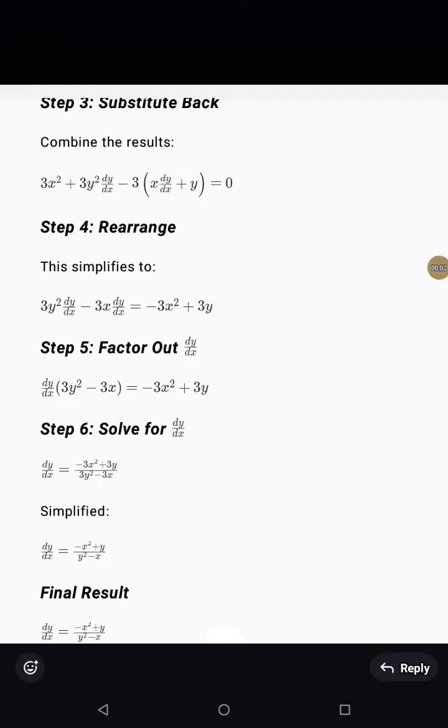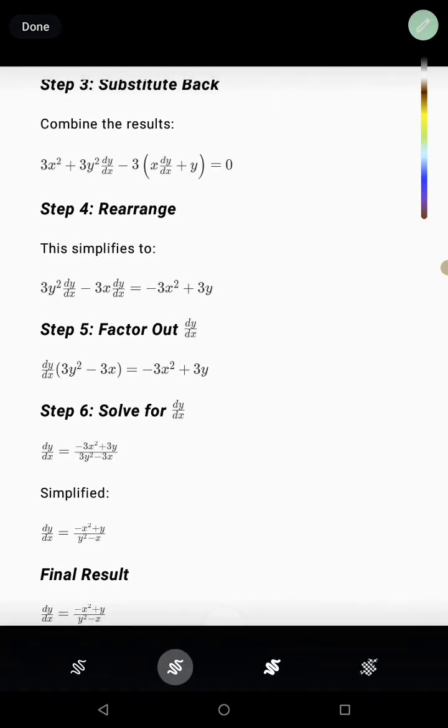So joining all our answers together, we have 3x squared plus 3y squared dy/dx minus 3 into bracket x dy/dx plus y, and all of that. So we bring the terms with dy/dx together, and the ones not having dy/dx, we put to one side. 3x squared is not having dy/dx, but it is positive here. When you bring in the minus 3 multiplied by this, that will be minus 3x dy/dx. Minus 3 multiplied by this is minus 3y, which is not having dy/dx. Then you take it to the other side, but it was minus before, so it's going to be positive.